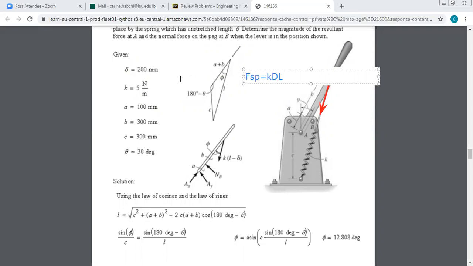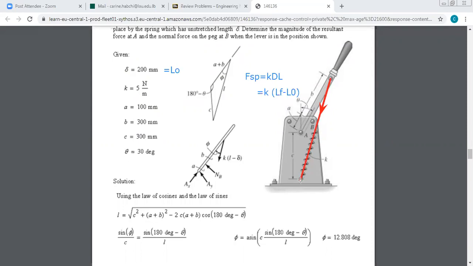They gave me the unstretched length of the spring. The unstretched length of the spring is equal to 200 millimeters. So this is L0. To find delta L, you know that delta L is equal to the final length of the spring, L final, minus L0. Since I know L0 and I know K, I only need to find the final length of my spring. This is why I should look at my figure and use geometrical properties to find the final length at the position given.